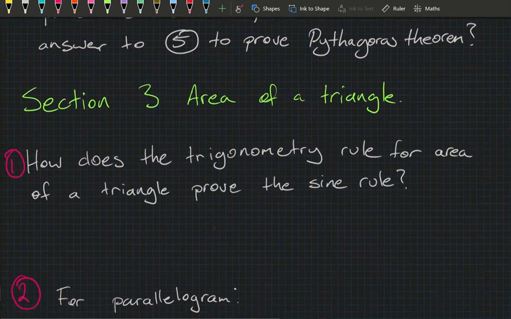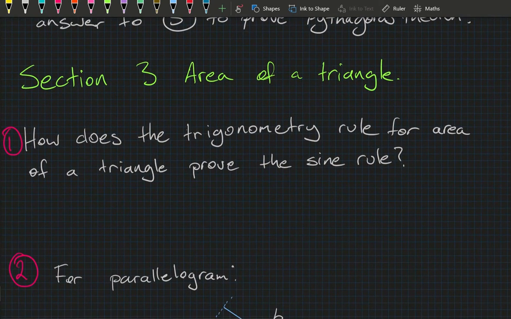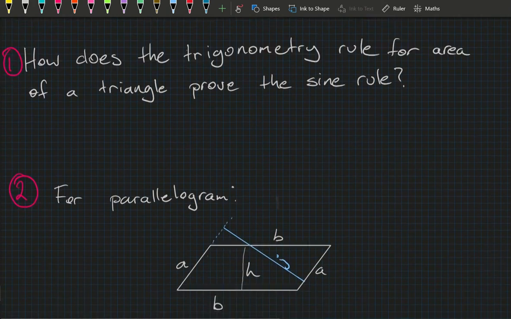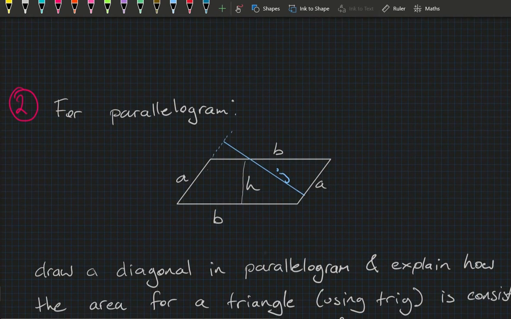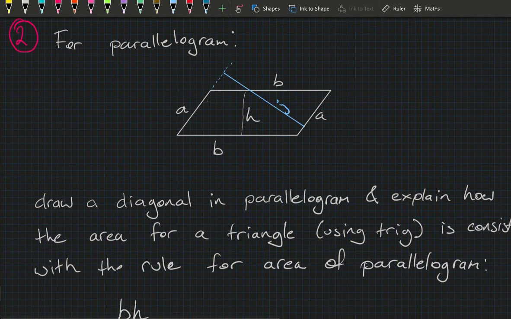All right, section 3, areas of triangles. How does the trigonometry rule for the area of a triangle prove the sine rule? This is back to section 1, and it might not be much of a stretch for you guys, but I'm still interested to see your answers. And step 2, I think this is the last one. No, it's not. We've got a parallelogram here. a and b are the side lengths. It has this height h. I'll just highlight that.